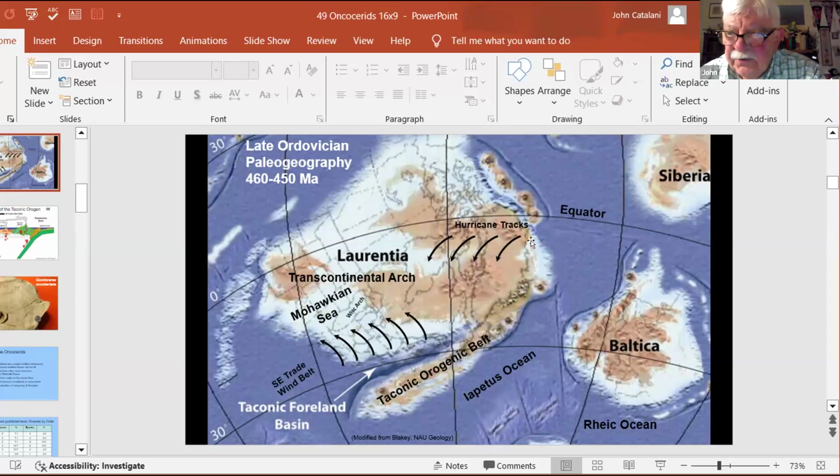Interesting. Here's a trivia question. Do you know why hurricanes cannot form on the equator? Need the spin, the Coriolis effect. They need the spin from the rotation of the Earth. Yep. There's no Coriolis at the equator.